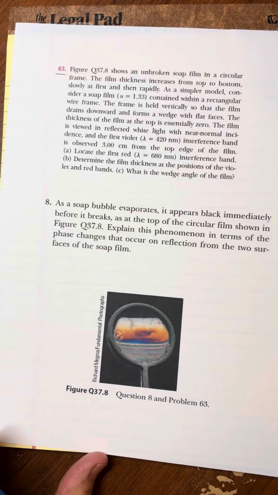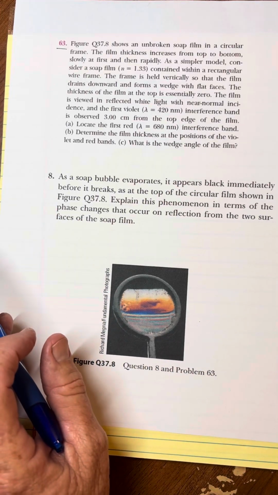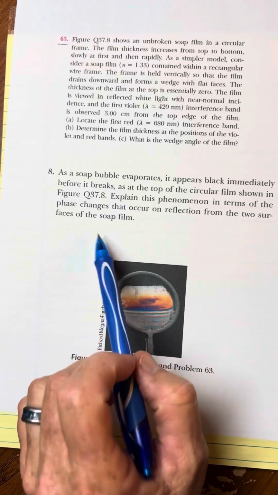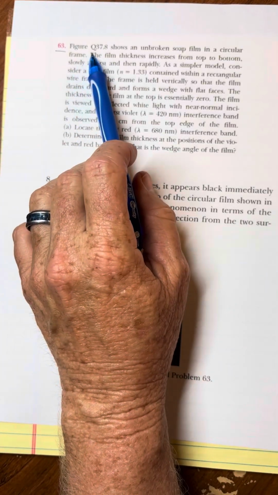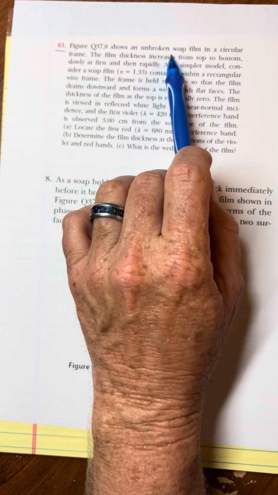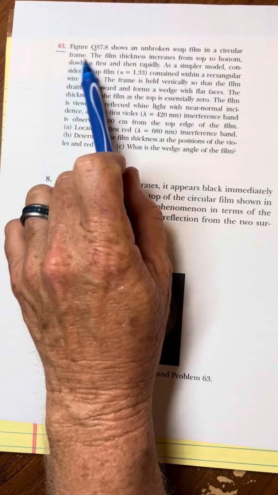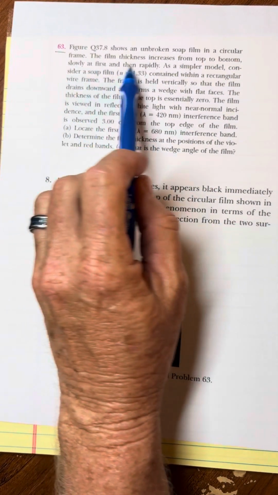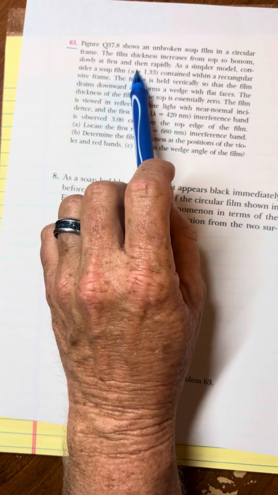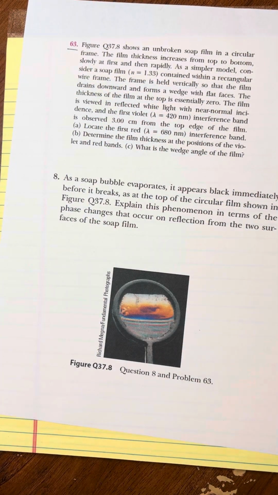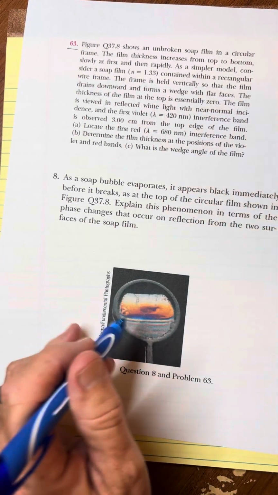So I went ahead and printed that here first. Let me read the first sentence, and then we'll come back and look at this before we go on to the whole question. It says, but the figure 37.8 shows an unbroken soap film in a circular frame. The film thickness increases from the top to the bottom, slowly at first, and then rapidly. So they're kind of showing a face-on look here.